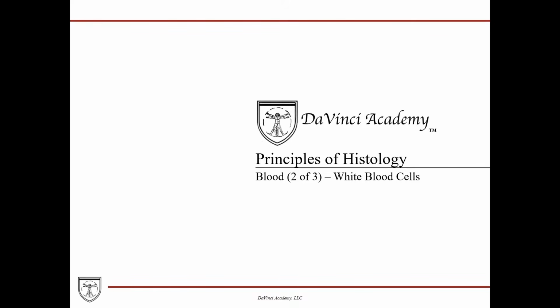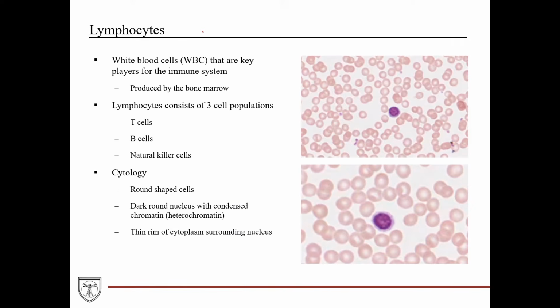Alright, so this is the second of the blood lectures, and in this lecture we're going to cover the white blood cells. So white blood cells, or WBCs, are key players for the immune system. They're also produced in the bone marrow like erythrocytes, and they can really be distinguished into a few categories.